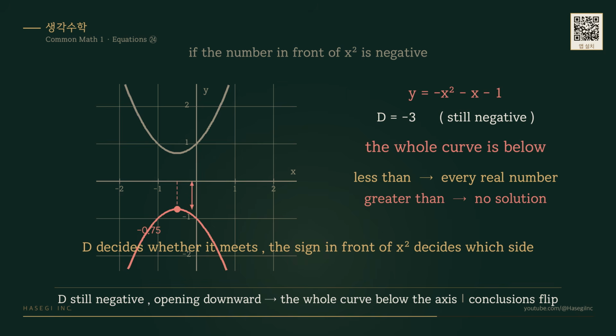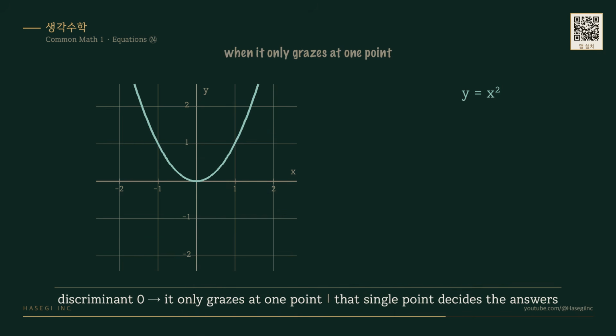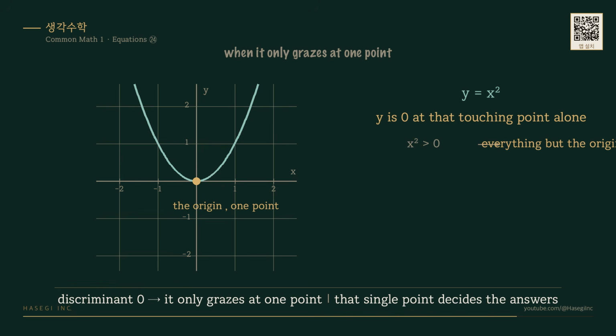Last comes the borderline case, where the discriminant is exactly 0. Look at y equals x squared. The parabola does not cut through the axis. It grazes it at the origin and nowhere else. At that single touching point, y is 0, and everywhere else y is positive, so the answers separate by a hair. Greater than 0 is everything except that one point, while greater than or equal to 0 is every real number. Less than 0 has no solution, and less than or equal to 0 is that one point alone.